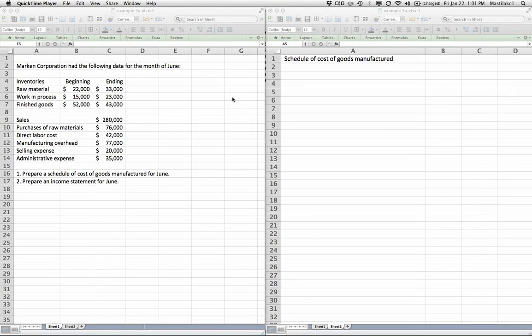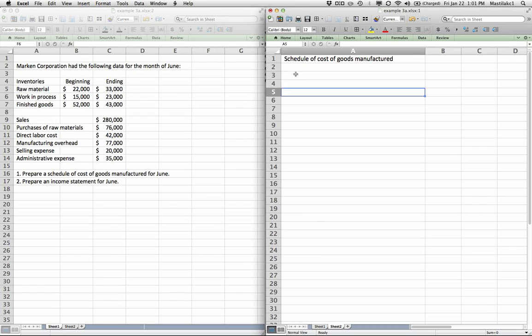Okay, please find and read example 3A, and we will work on a schedule of cost of goods manufactured and an income statement. The schedule of cost of goods manufactured tracks the flow of inventory and inventory costs through raw materials and work in process, and on to finished goods. The income statement reports how much of that finished goods was sold in cost of goods sold, and then goes on to calculate net income. So that's what we'll do.